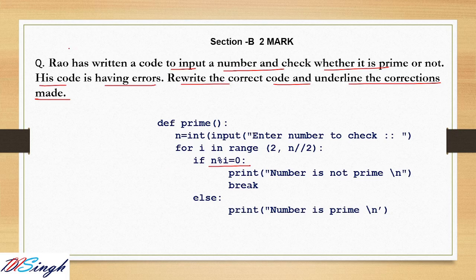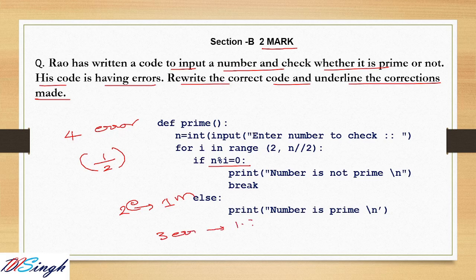So this is one of the categories under 2 marks, and very simple questions. Here you have a total of 4 errors in that code, and each error has half mark weightage. So if you identify 2 errors, you will get 1 mark. If you identify 3 errors, you will be given 1.5 marks. And if you have identified all 4 errors, then you will get 2 marks. This is how the marking will be done for that particular type of question.